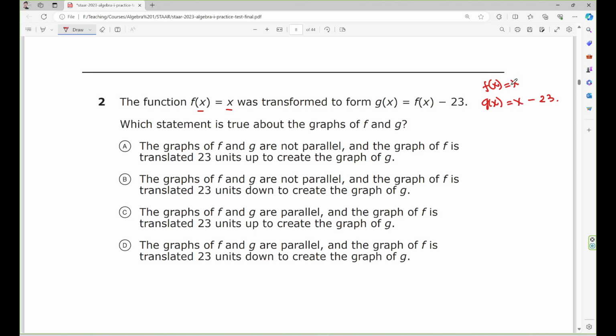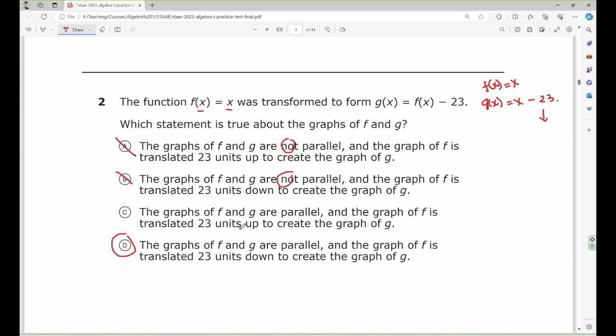Which means they are parallel. So you need to eliminate A, this is not parallel. And you need to rule out B, this is not parallel. Now C and D. You look at this one right here. You see that subtract 23, so the function g of s is going to be shifted down 23 units from f of s. So it's going to be translated 23 units down. So the answer must be D.